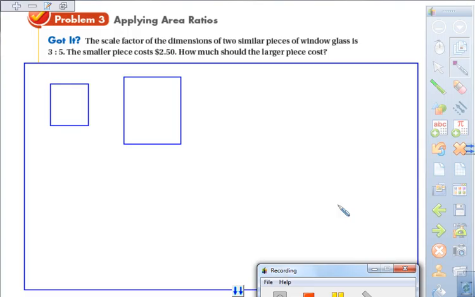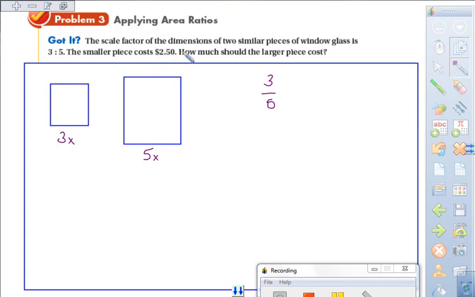The scale factor of the dimensions of two similar pieces of window glass is 3 to 5. The smaller piece costs $2.50. How much should the larger piece cost? So our ratio here is 3 to 5, and that is for the scale factor. So that means side length. So this side could be 3 times some number, and this side would be 5 times some number. It doesn't have to be 3, it doesn't have to be 5.